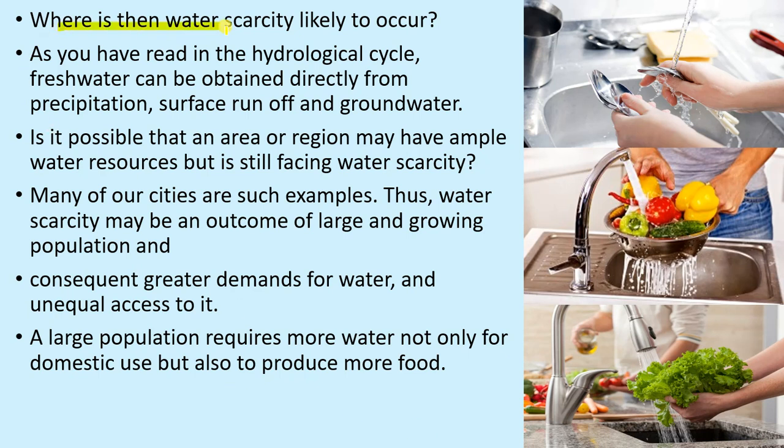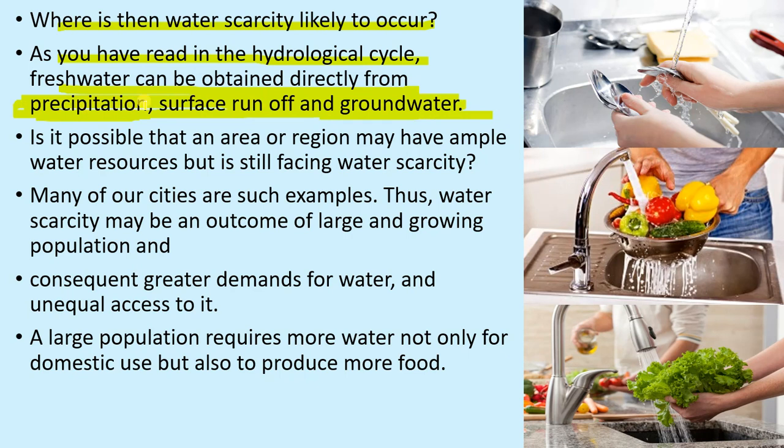Where is then water scarcity likely to occur? So usually where does water scarcity occur? As you have read in the hydrological cycle, fresh water can be obtained directly from precipitation, means we can collect rainwater also to solve this problem of water scarcity. Surface runoff, you know students, surface runoff is that water which is running according to the slope of the ground, and the groundwater. So these things are the main reason behind water availability over land part, and that is also in the form of pure water.